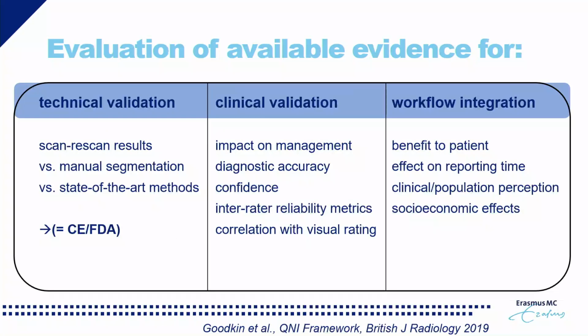Then in this systematic review they evaluated these software packages according to the Quantitative Neuroimaging Initiative framework. It separates three types of validation that should be done for a method to be used in clinical practice. First is technical validation: does the software do what it promises? This is what is needed to get it CE marked or FDA approved, and it looks into scan-rescan results, or how it compares to state-of-the-art methods.